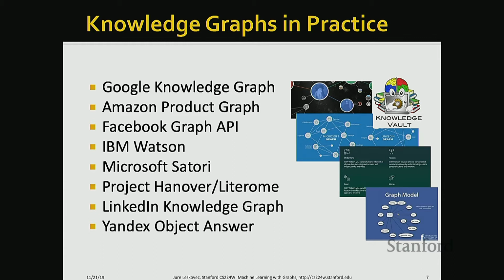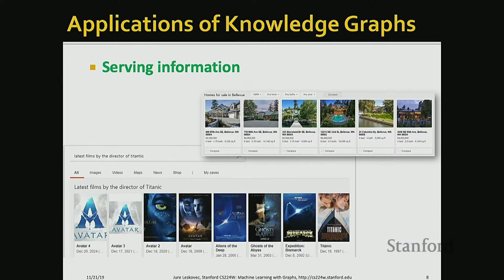So, Amazon had their own product graph. Facebook is exposing a public API called the Facebook Graph API, and so forth. Basically, any major company you will visit, and if you care about talking of these topics, they will have their own instance of a knowledge graph, okay? Now, why are they important? Why do even companies care so much about them? So, first of all, they are very useful to serve information, okay?